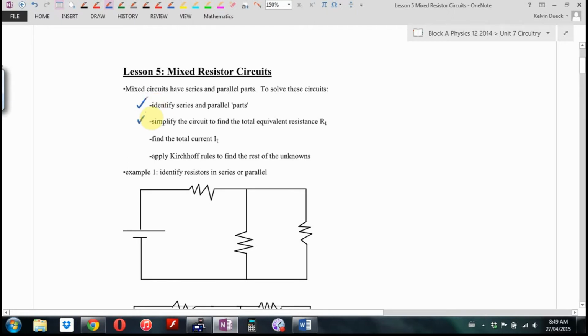Simplify it to its mathematically equivalent circuit. One resistor to rule them all, or whatever way you want to remember it. And then find the total current. Total current is going to be total voltage, which is your voltage source, your battery, divided by total resistance. It's I equals V over R. I total equals V total over R total. And then use Kirchhoff's rules.